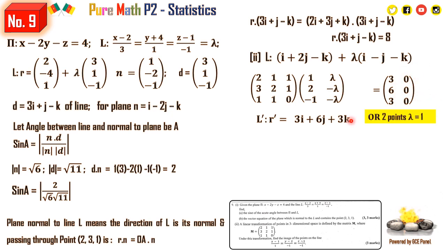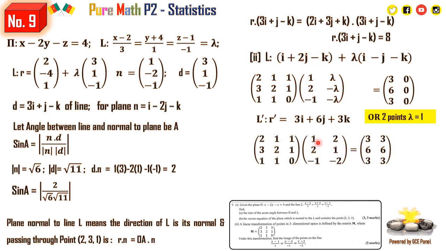The second way is to find 2 points on this line. So for the first point, we consider when lambda is equal to 0. When lambda equals 0, we just have 1, 2, minus 1. We consider another point where lambda is equal to 1. When lambda equals 1, we are going to have 1 plus 1, that's 2i, 2j minus j, 1j, and minus k, minus 2k. So this is the second point when lambda equals 1.